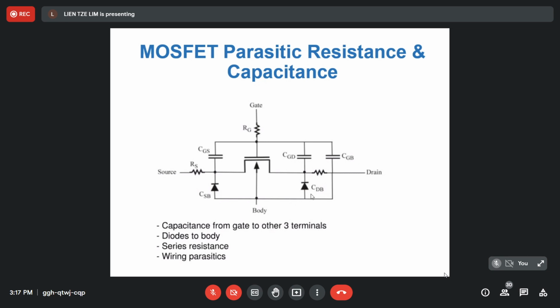This diagram doesn't show the fringing effect capacitance and parallel plate capacitance. It only shows the MOSFET. If we put in the capacitance of the wire, the parallel plate and the fringing capacitance, then the diagram will look more complex. But it does not show here. If you understand what has been covered, then you will know how it should look.